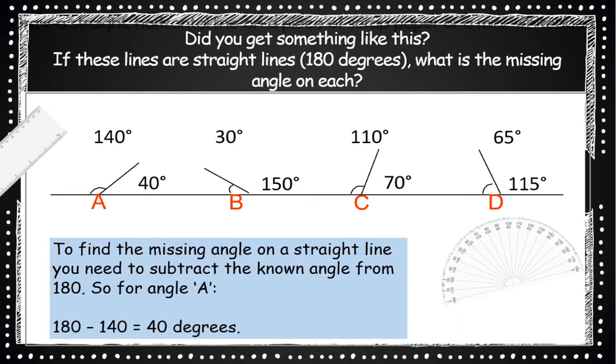So here's our answers. Angle A was 40 degrees, B 150 degrees, C 70 degrees, and D 115 degrees. So to find that, you get 180 degrees for a straight line, take away the angle you already know, and you're left with the answer.